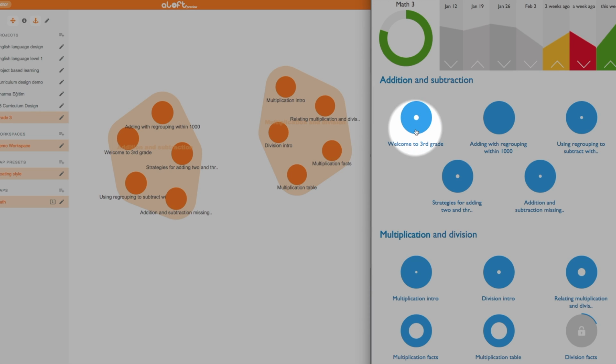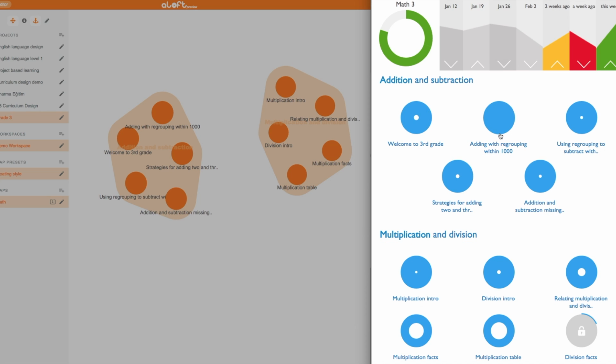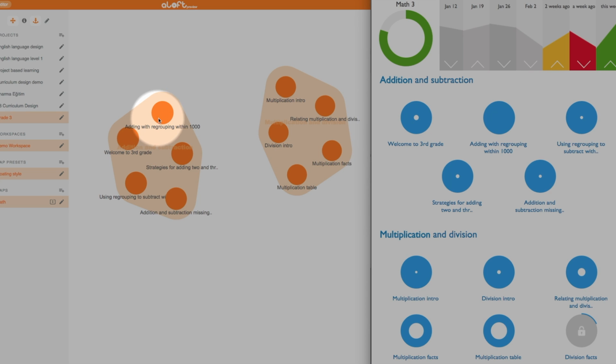For instance, her first milestone is Welcome to 3rd grade. It can also be seen in the Curriculum Design Studio here. And this milestone over here is the same one here. In fact, this whole addition and subtraction unit corresponds to this left cluster here, and the multiplication and division unit is the right cluster here.